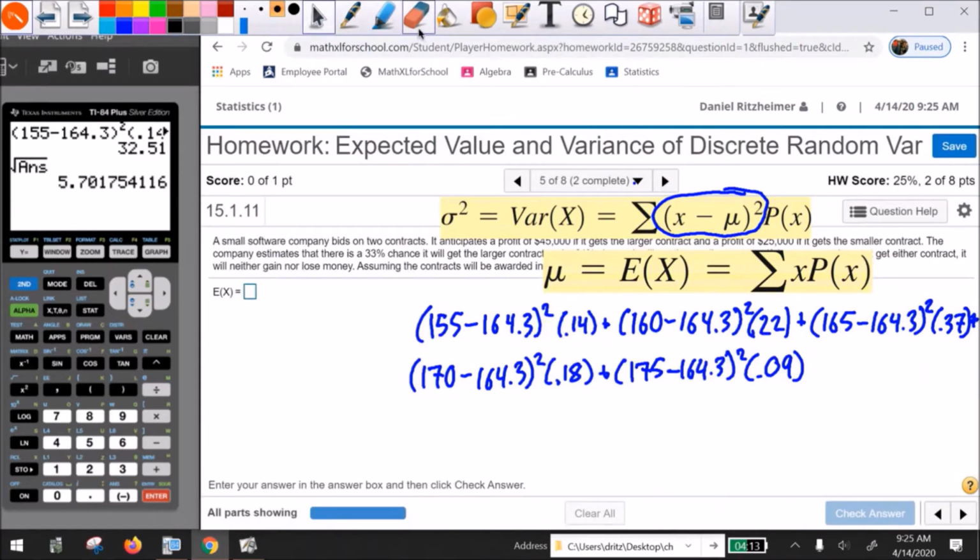This is an expected value question. It's a word problem, so I will do this one.